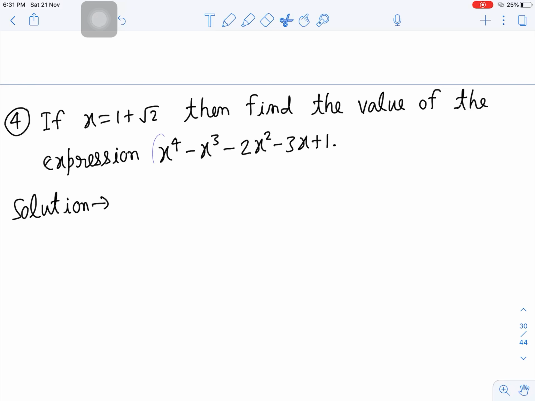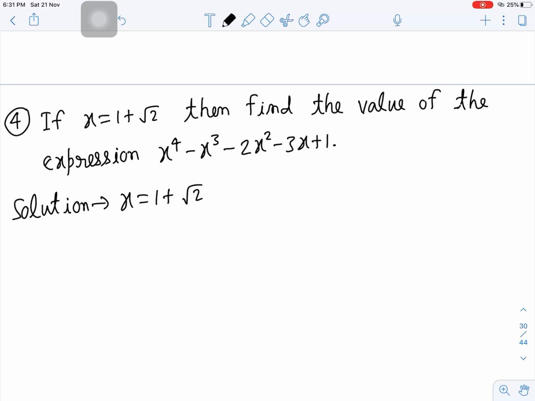Here just look at all the coefficients of x. It is a rational number, but over here we have an irrational number. So first of all we will try to cancel or remove this irrational number. For that you have x equal to 1 plus root 2.